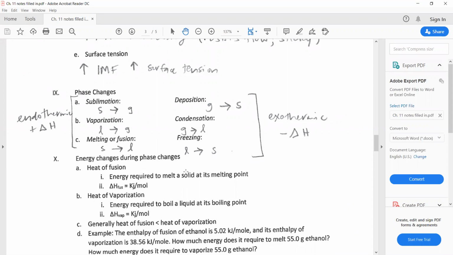Those are all endothermic, meaning they all require energy because you are disturbing molecules and pulling them apart. So you're having to overcome some intermolecular forces, some attraction. Whereas the opposite are all exothermic. Deposition is gas going straight to a solid. Condensation is gas going down to liquid, and freezing is liquid down to solid.